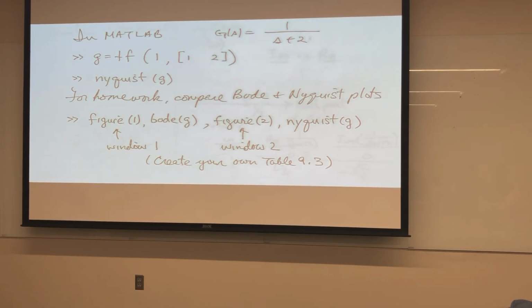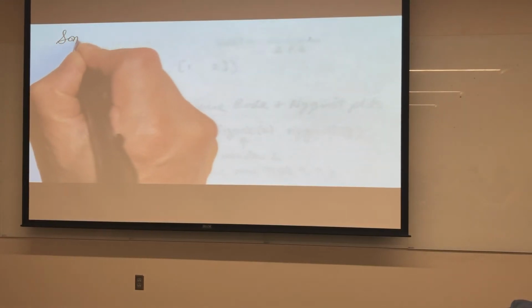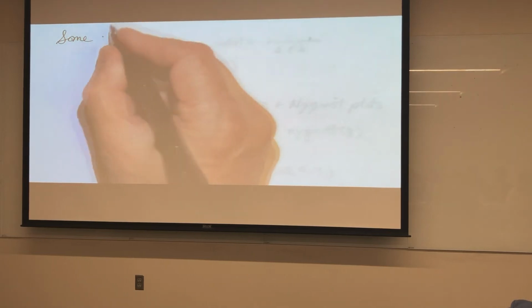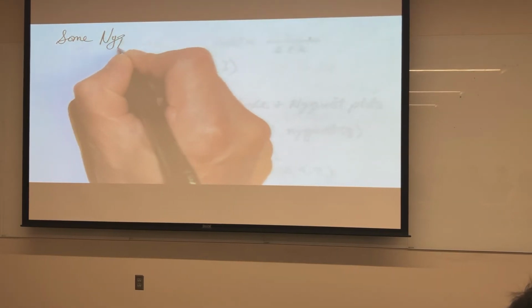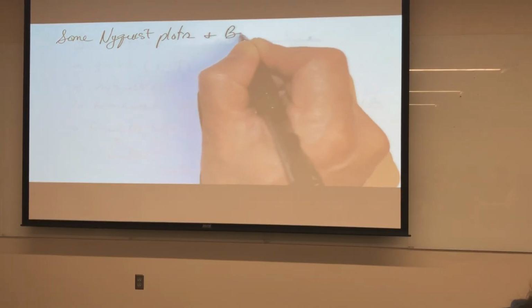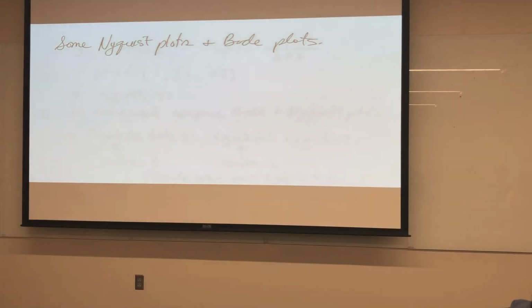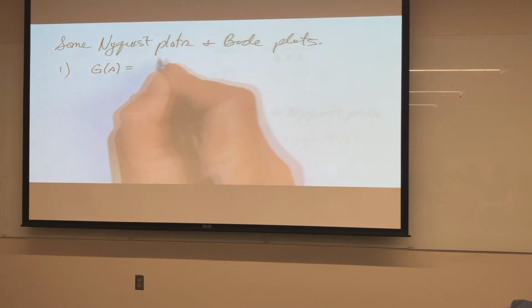Okay? Let me go ahead and sketch a few Nyquist plots right now. Let me pretend I'm going to do some table 9.3s, and let's take a look at some features. We're going to take a look at some Nyquist plots and Bode plots. The first example is, let's go ahead and do G of s is 1 over s plus 2.